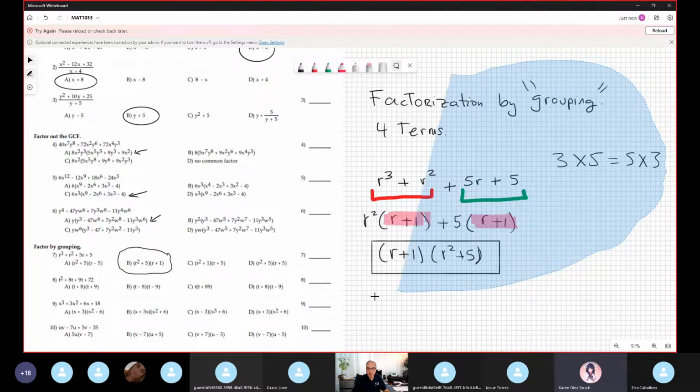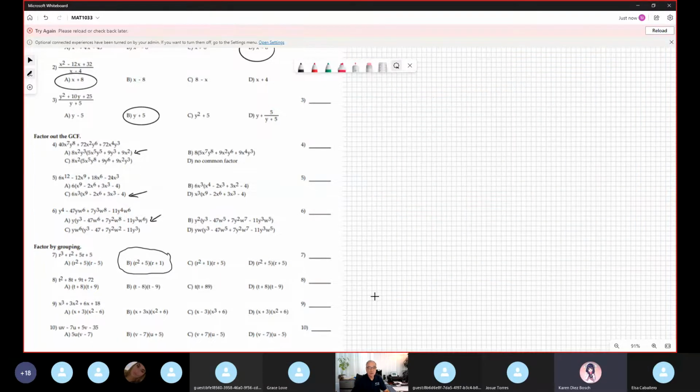Factorization by grouping. Let's practice grouping. Okay, next is t squared plus 8t plus 9t plus 72. Okay.